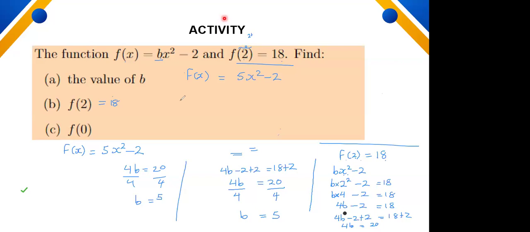Part C, the answer is -2. Okay, take us through how you have obtained -2. I substituted the 5 on b and the x. I put 2 and I got 20. Really? Remember, your x is 0, not so? So you have 0 squared minus 2, and this is equal to 5 times 0 minus 2.